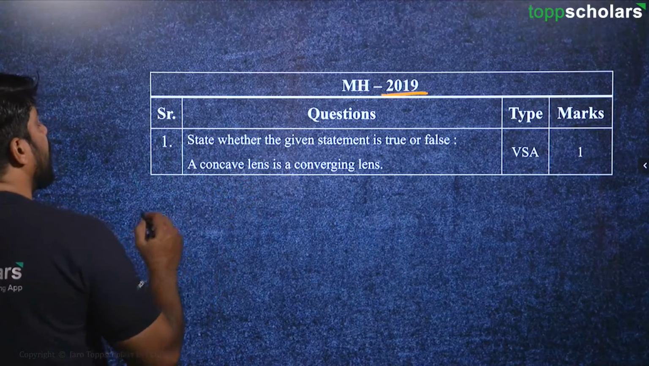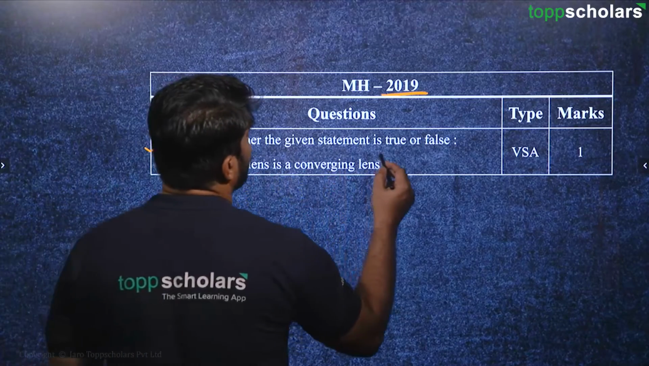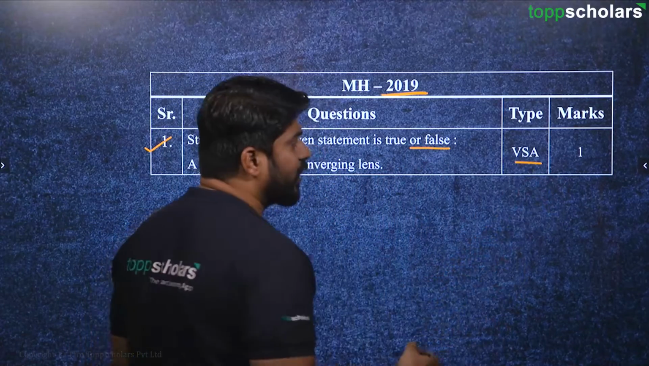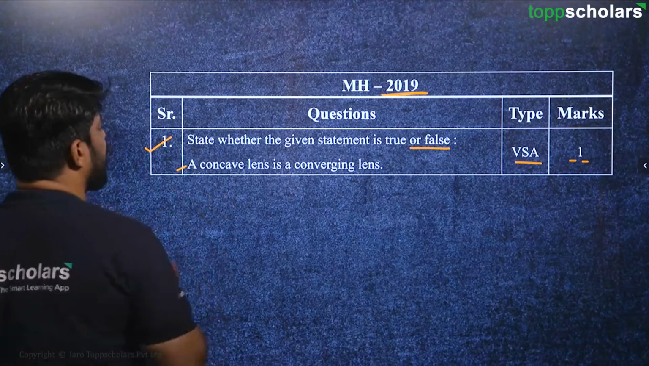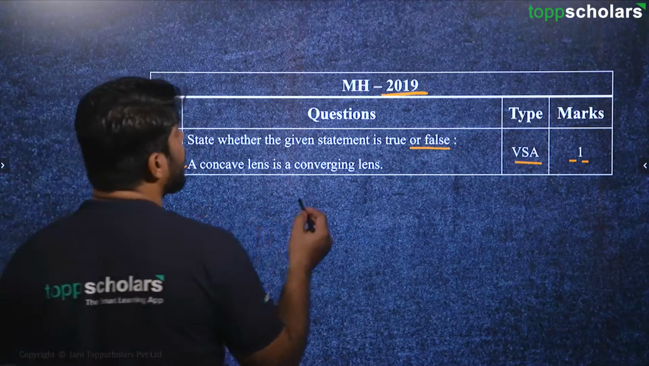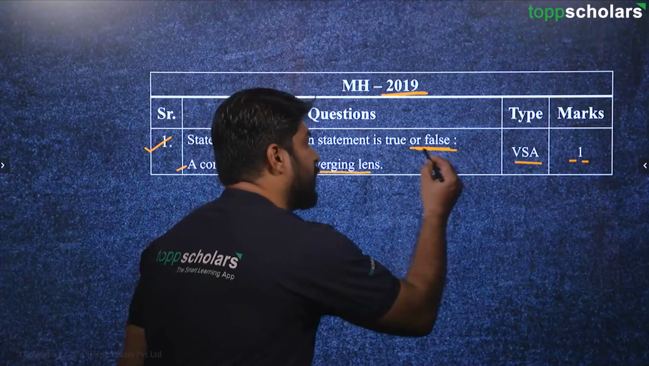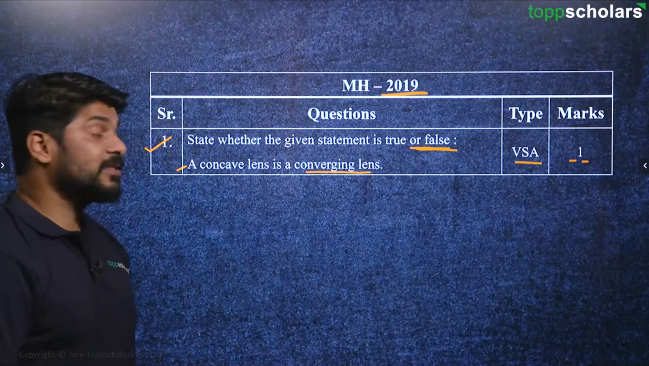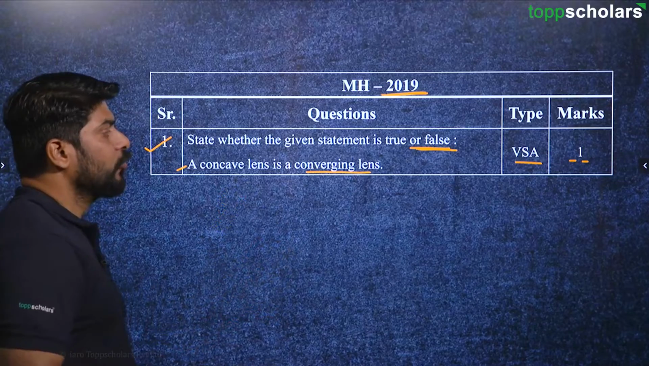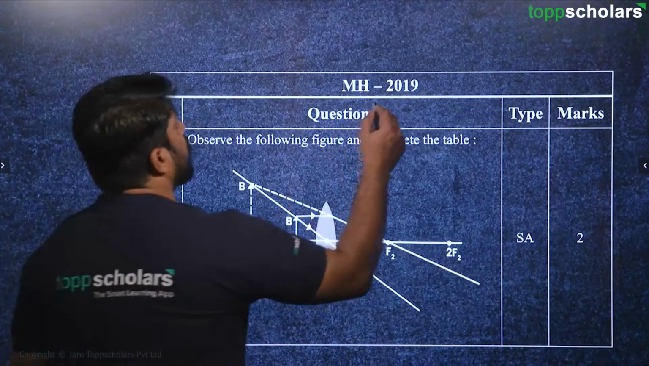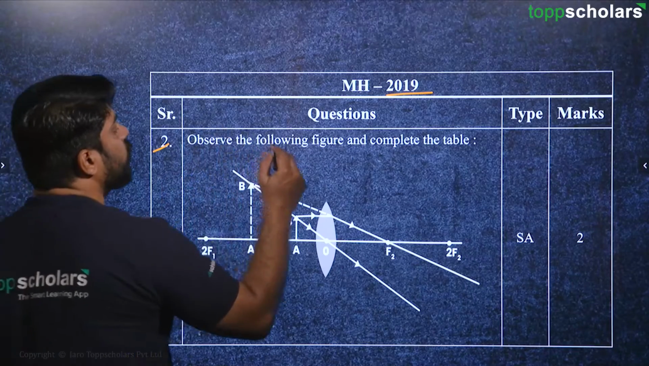First, starting with 2019, first question over here: state whether the given statement is true or false. This is a very short answer question for just 1 mark, right? So here the statement is a concave lens is a converging lens. Definitely this is a false statement, right? Because we know a concave lens is a diverging lens, right? So this is false.